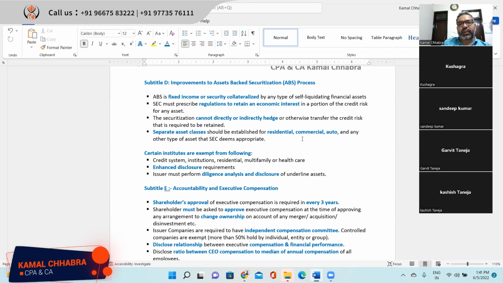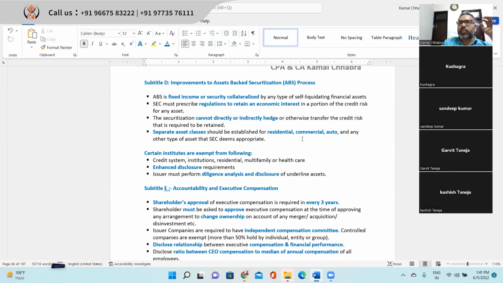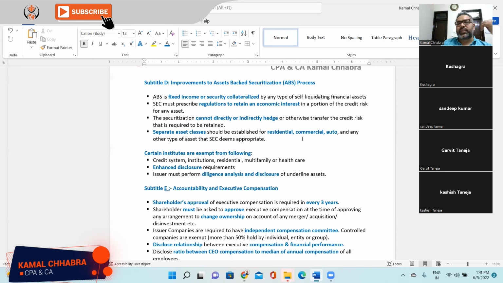The securitizer cannot directly or indirectly hedge or otherwise transfer the credit risk that is required to be retained. For example, if the company has given their assets as collateral to a bank and taken a loan, then the credit rating agency needs to consider those as collateralized assets when giving the rating to those companies. Because when you are calculating debt to equity ratios, other liquidity ratios, or return on assets ratio, these things play a vital role, right?